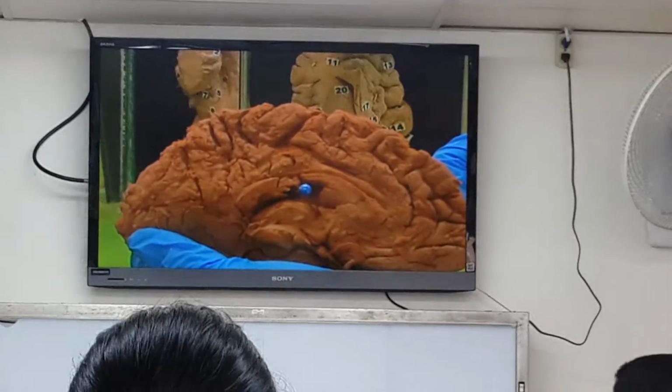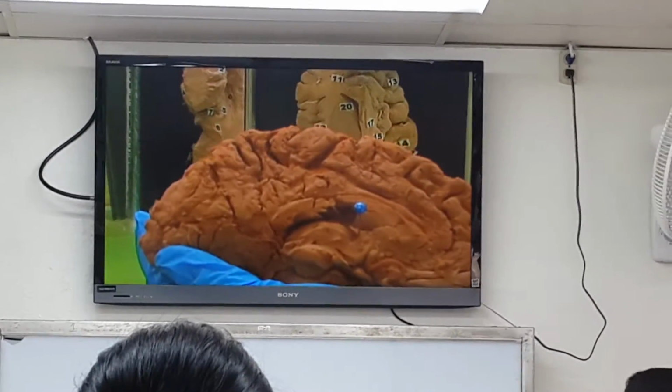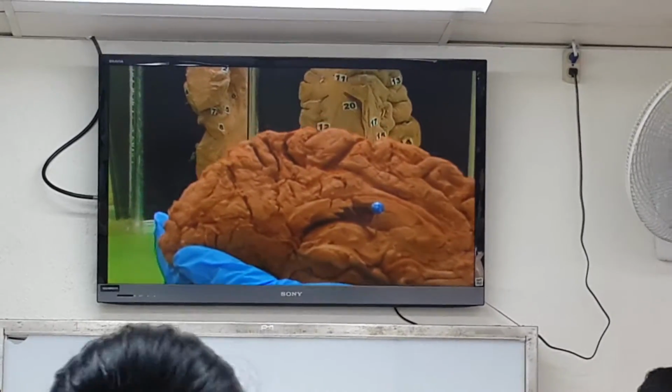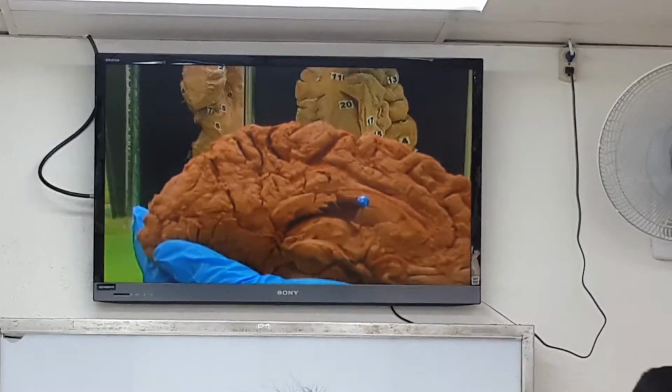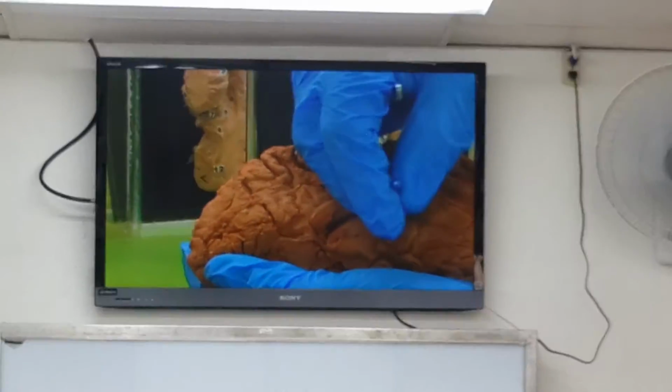I pinned the structure in the anterior wall of the foramen. That's called the column of fornix. I told you about the body of fornix. It divides into two columns, and they run in front of the interventricular foramen on each side. So that's called the column of fornix.